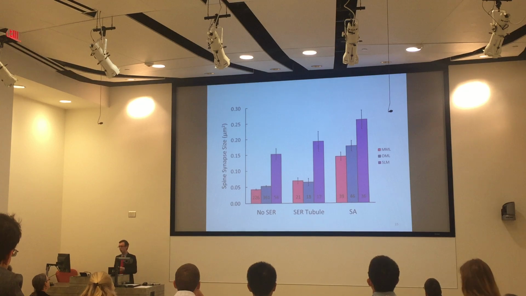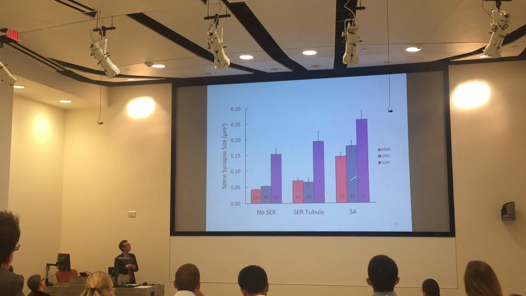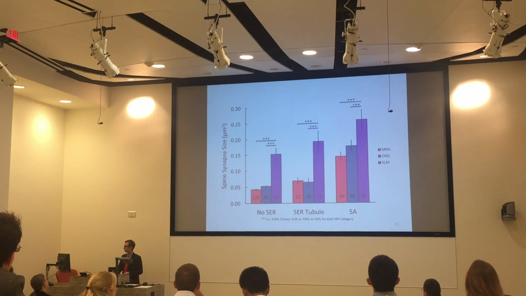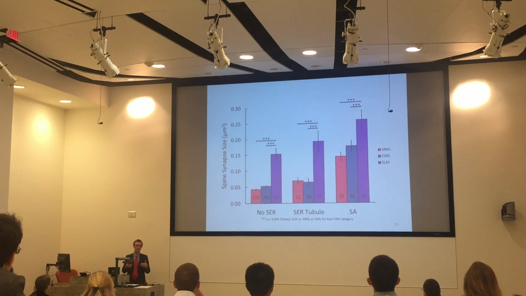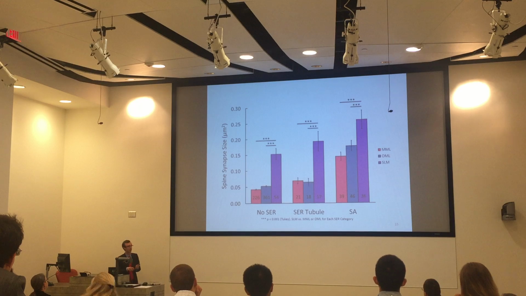So then we plotted the SER for each SER category. We wanted to know the corresponding synapse morphology, characterized by synapse size, in each of the three layers. And so the first result found from this is that SLM spines, no matter the SER category, had a significantly larger synapse size than the middle or outer molecular layers.